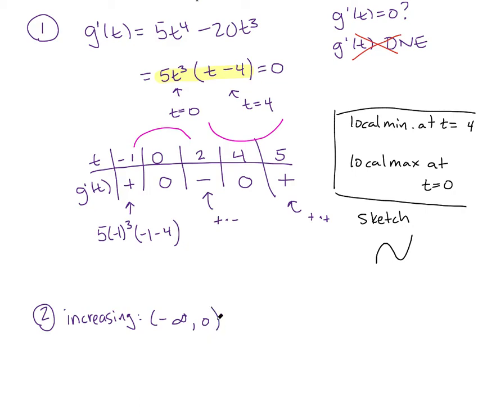I'm using open parentheses here instead of closed parentheses or brackets because I don't want to include the endpoints in my interval. So it's only increasing until it reaches 0, but it's not increasing at 0. That's where we have our peak. So you can think of that as the top of the roller coaster before we go down and start decreasing again. The other interval where it's increasing is after our second critical point. So at t equals 4, it's not increasing, but after that it is. And so our second interval will be from 4 to positive infinity. And again, I'm using open parentheses here instead of brackets because I do not want to include my endpoints.